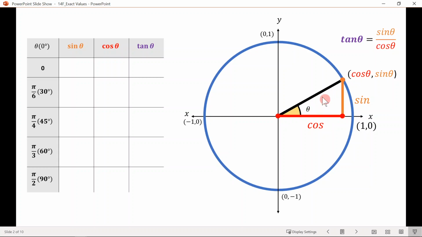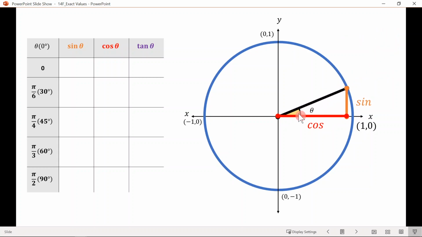Let's just remind ourselves how exactly this works again. So as I change my theta value, my sine and cos changes, and as you can see there, that's obvious because the coordinate changes here. So as you can see, it changes.